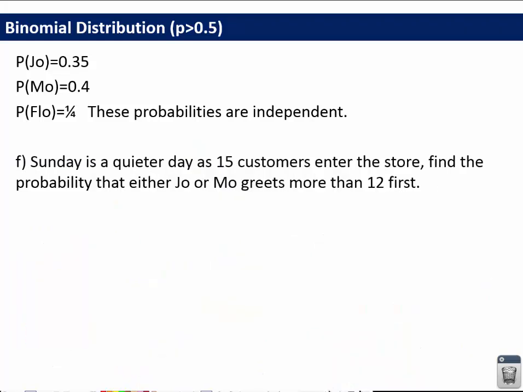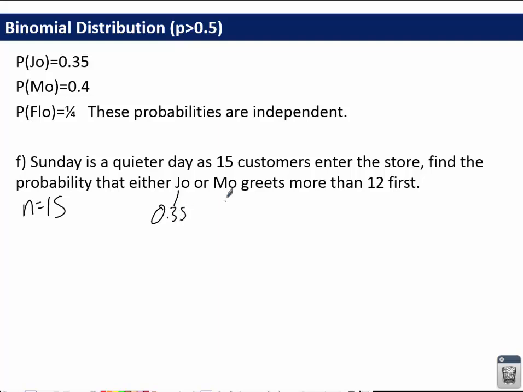Okay, Sundays are a quieter day. This is our final question, and 15 customers enter the store. Find the probability that either Joe or Mo greets more than 12 customers first. Okay, so Joe or Mo. So first of all, n is 15, just read off the question. Joe has a probability of 0.35.